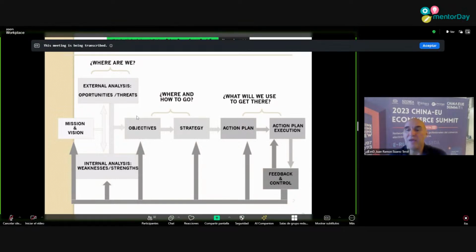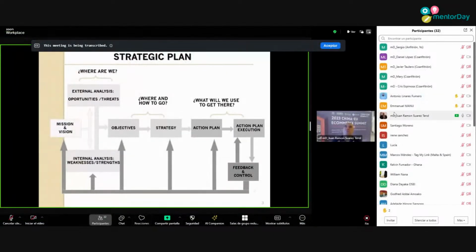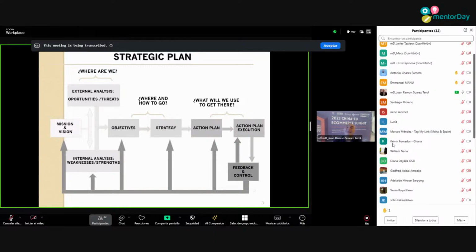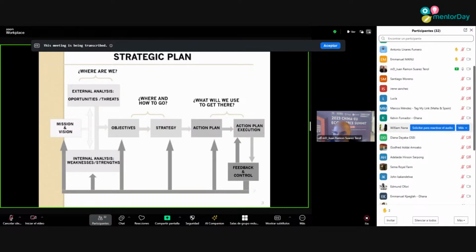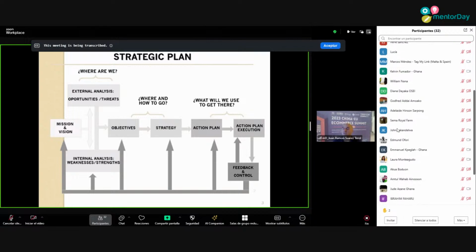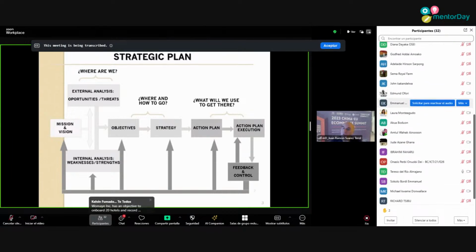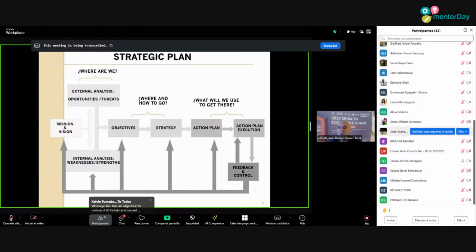So later on, we have the execution of that action plan, which is programs. For example, our colleague has just told us to go to a trade fair in Spain and try to sell their products, etc. That is part of our execution plan. And then when we have all this, which is, let's say, our business plan, then we have the last thing, and it is very important: the feedback and control.